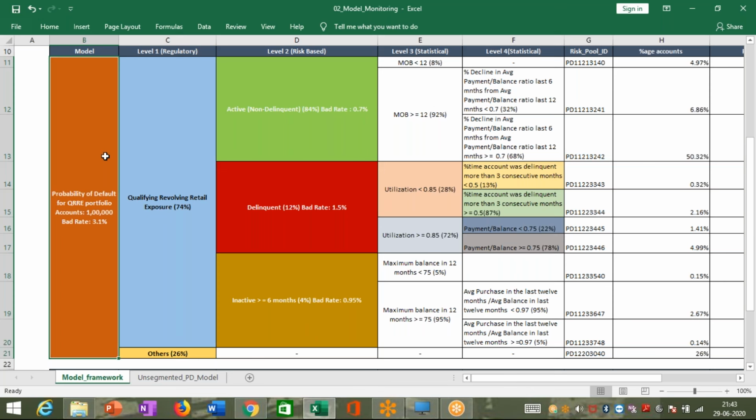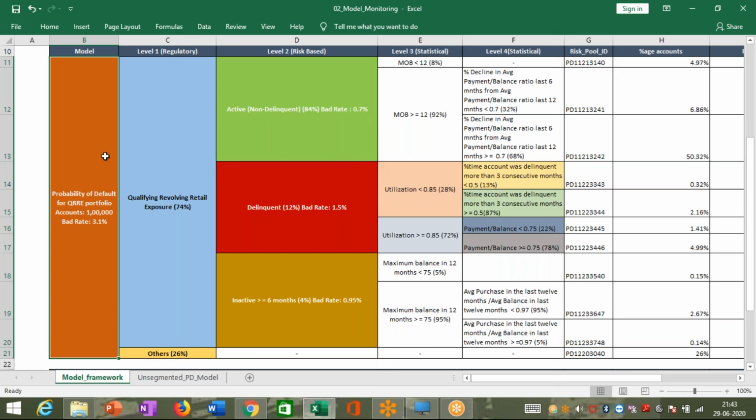Never default versus at least one to two missed payments. You can clearly see that that account was performing for a long time, and because of some reason he has missed the payment. So we need not further split this base.